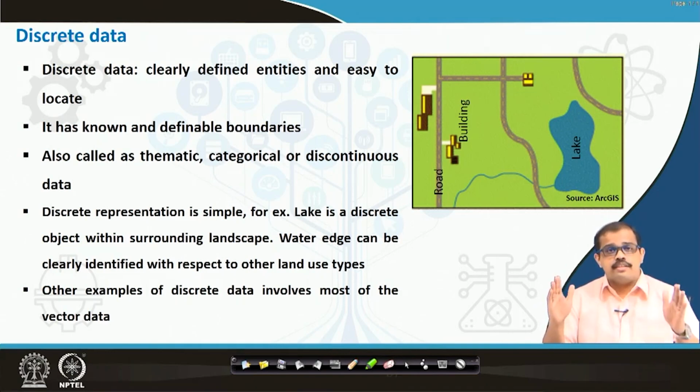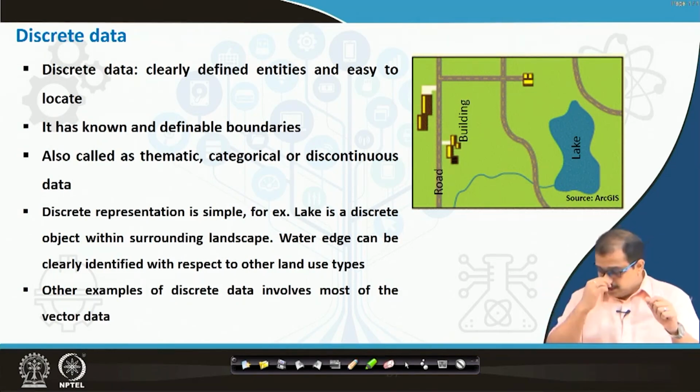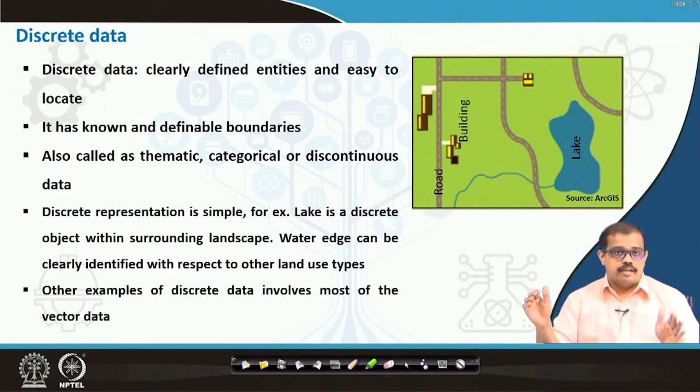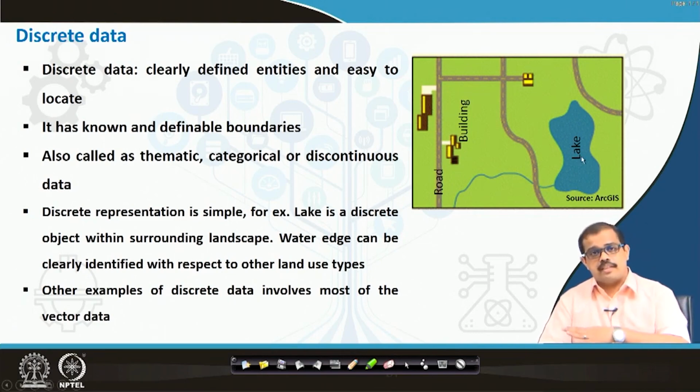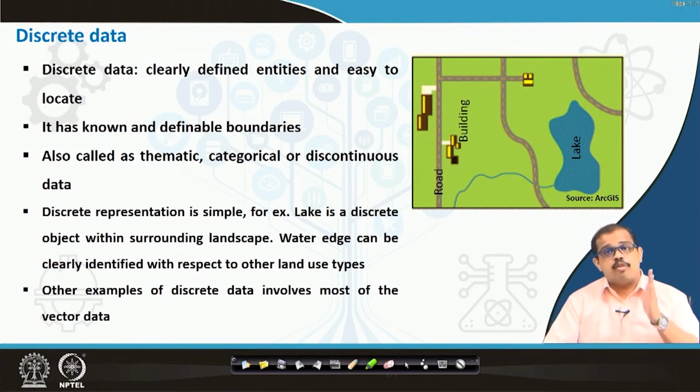So, it is extremely easy to locate and it is defined by entities. Every entity has its own value, so it is discrete data. It is known as definable boundaries. For example, here if we look at the lake, it has a boundary, a specific area, and maybe different characteristics. So, all of these are discrete data. The edge of a lake is clearly identified with respect to the other land uses, and that forms it as a discrete quantity.